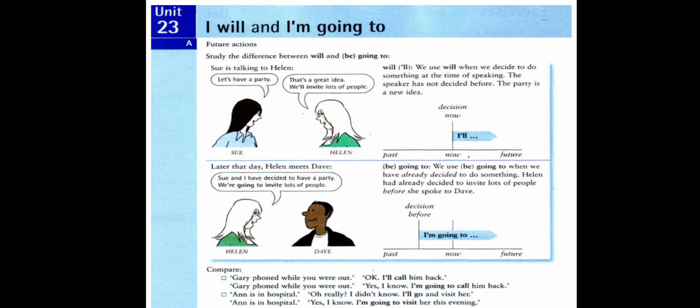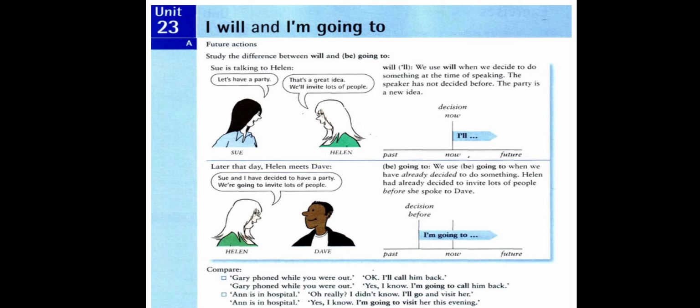If we look at the sketch on the right, you will find a past point, now, and the future. The future is measured, you see by the arrow, I will, from now onward. The decision is taken now. You will see the word decision is written above now, which means the decision is taken now, and the action will be done in the future. So it is expressed by using will plus the base form.